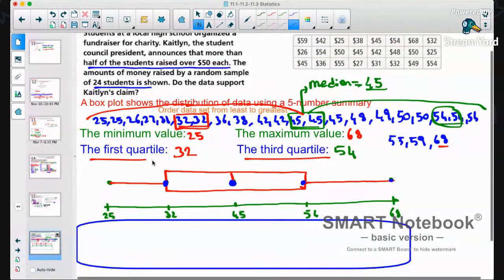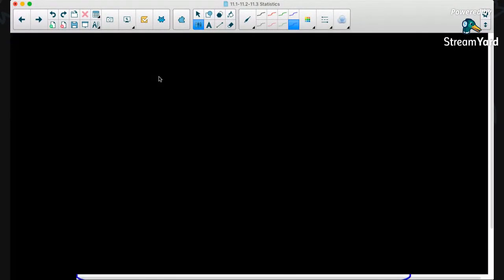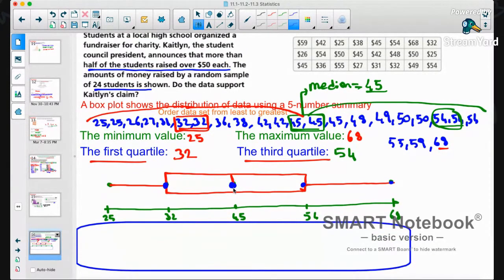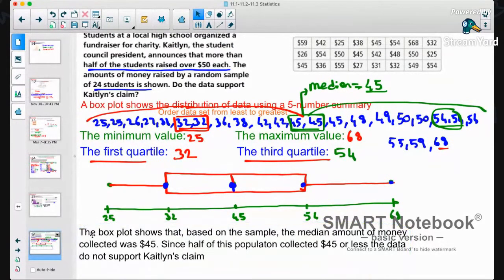Now, let's go back to the question. Kathleen announces that more than half of the students raised $50 each. So, to be able to understand whether she is correct or not, we created this box plot. And the result is the box plot shows that based on the sample, the median amount of the money collected was $45. Half of this population collected 45 or less, because median is center. Less data, so that's why Kathleen's claim is not correct.